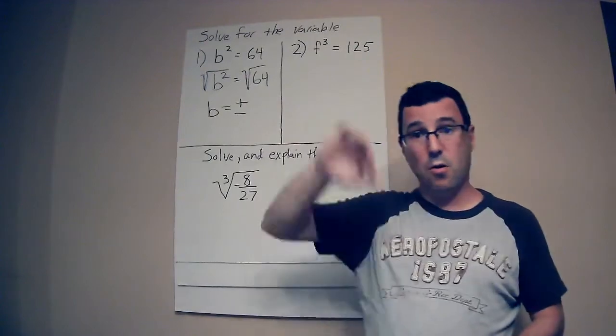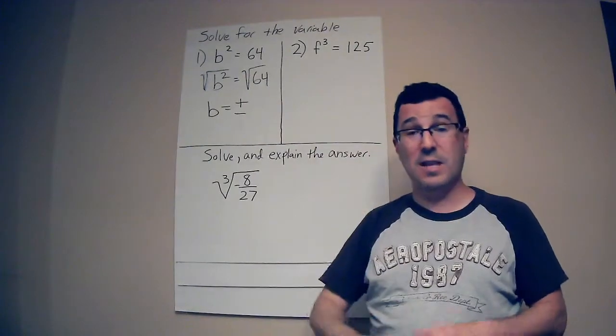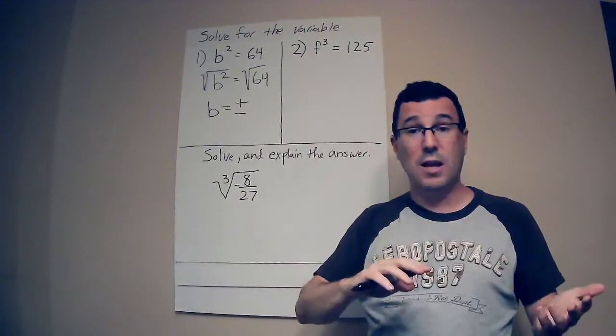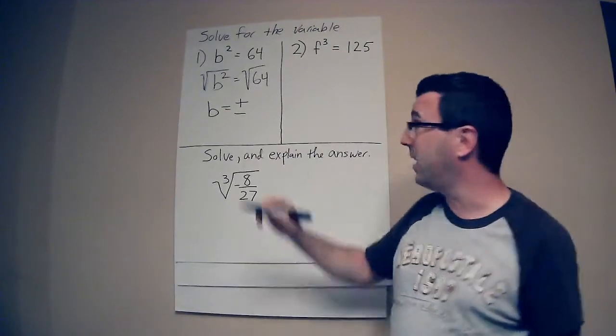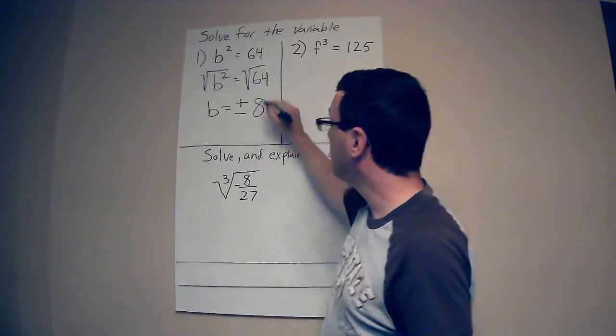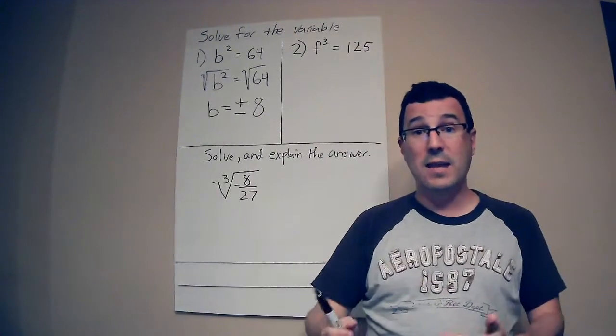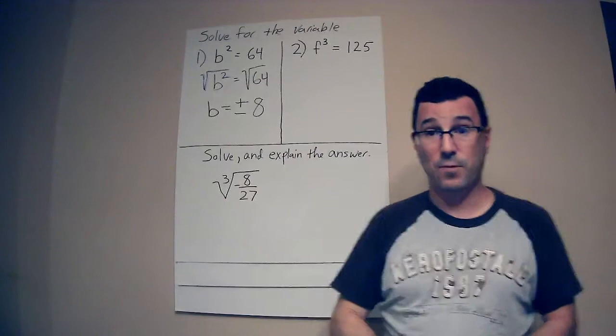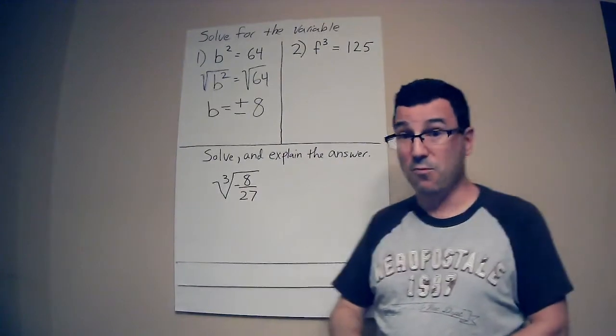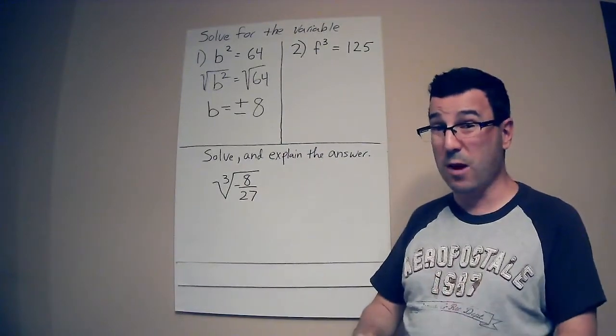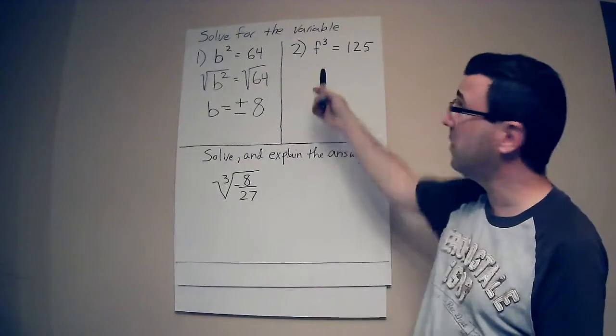So in the case of a square root, we're actually going to have two answers. And what we do is we write this symbol. It's a plus over a minus. That tells us that the answer options are both positive and negative. So we get that the possible answers for b are a positive 8 or a negative 8. Okay? So that's one of the things you have to look for with square roots.